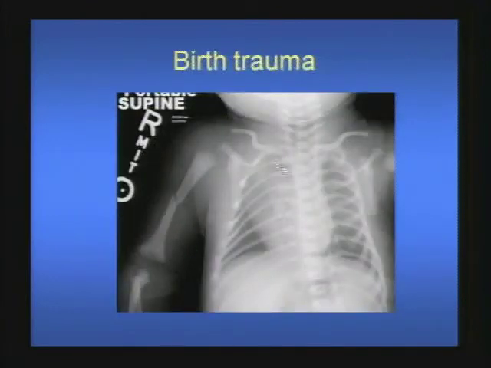Another example of fracture in a newborn, day 1 of life, difficult labor, shoulder dystocia. And this is a classical example of birth trauma-related skeletal injury. Note that there is no periosteal reaction to suggest an intrauterine date of injury.